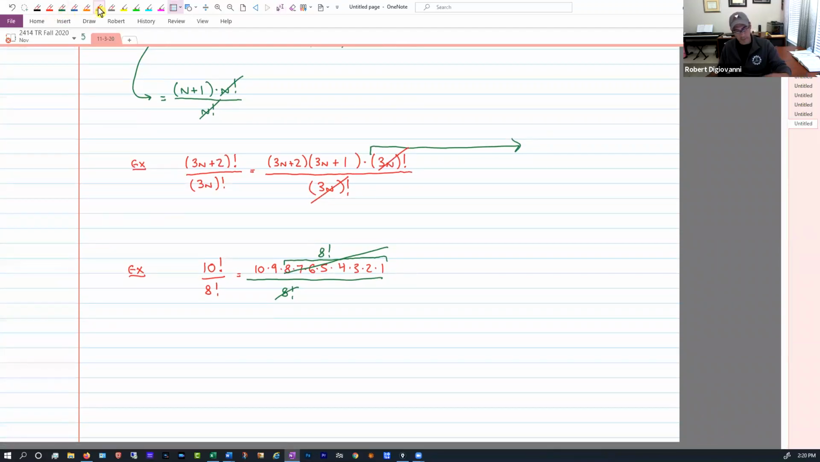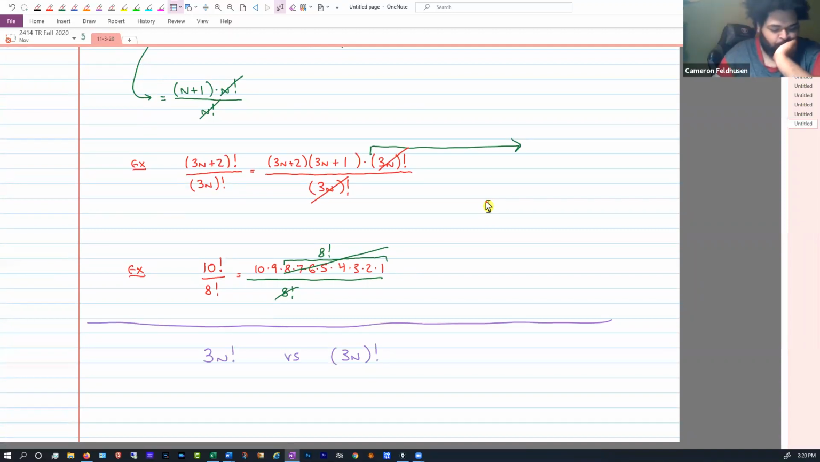While I'm talking about this, let's look at 3n factorial versus (3n) factorial. Are those the same thing? They are not the same.